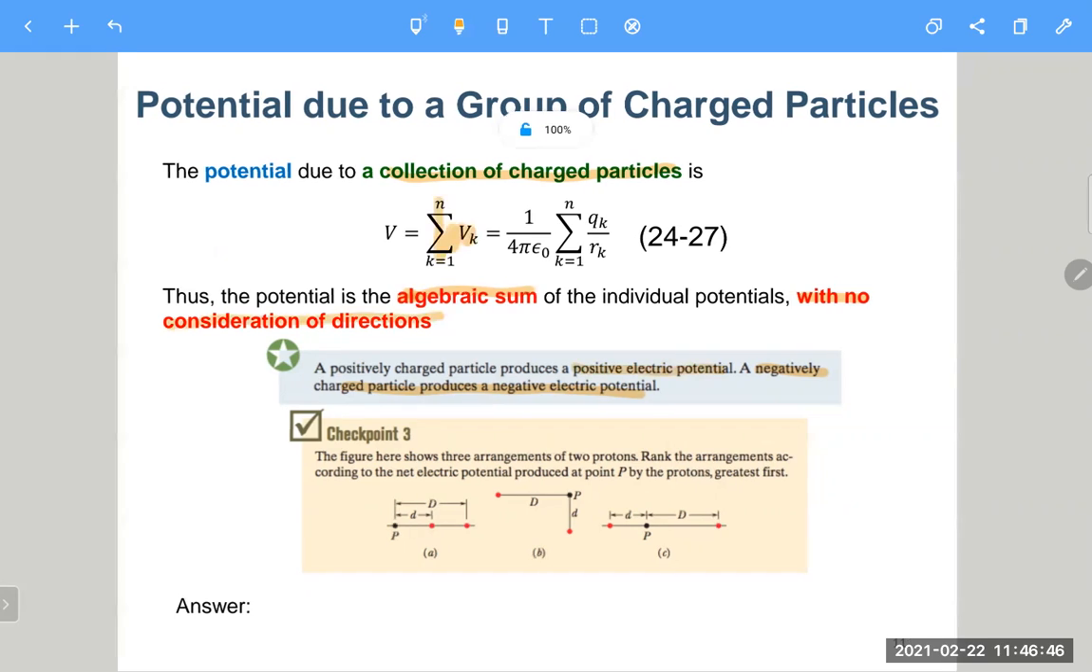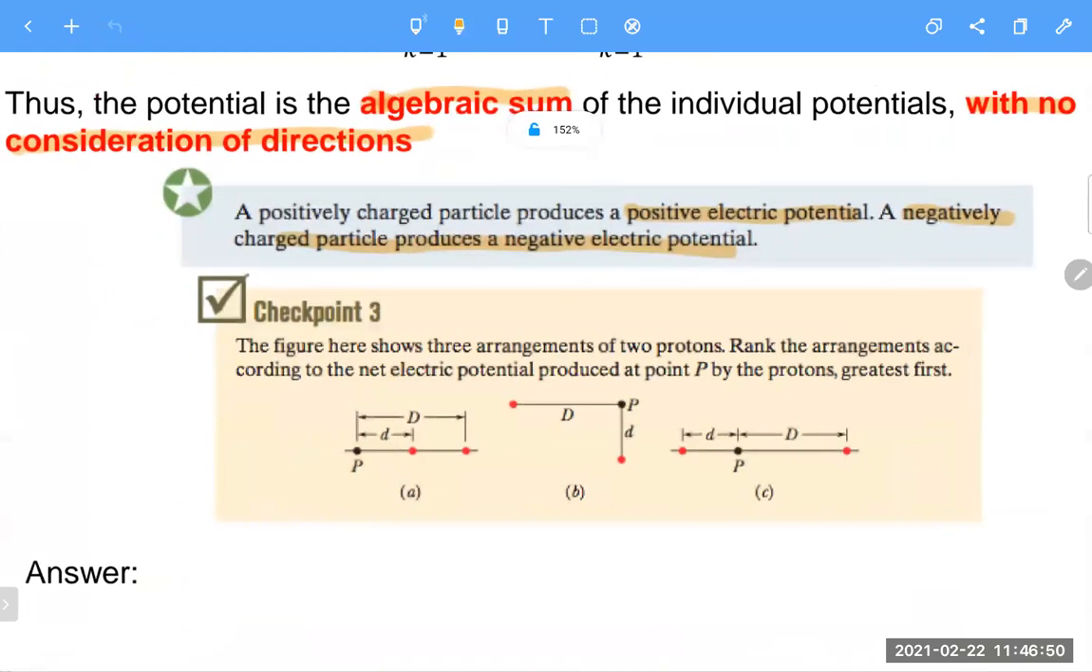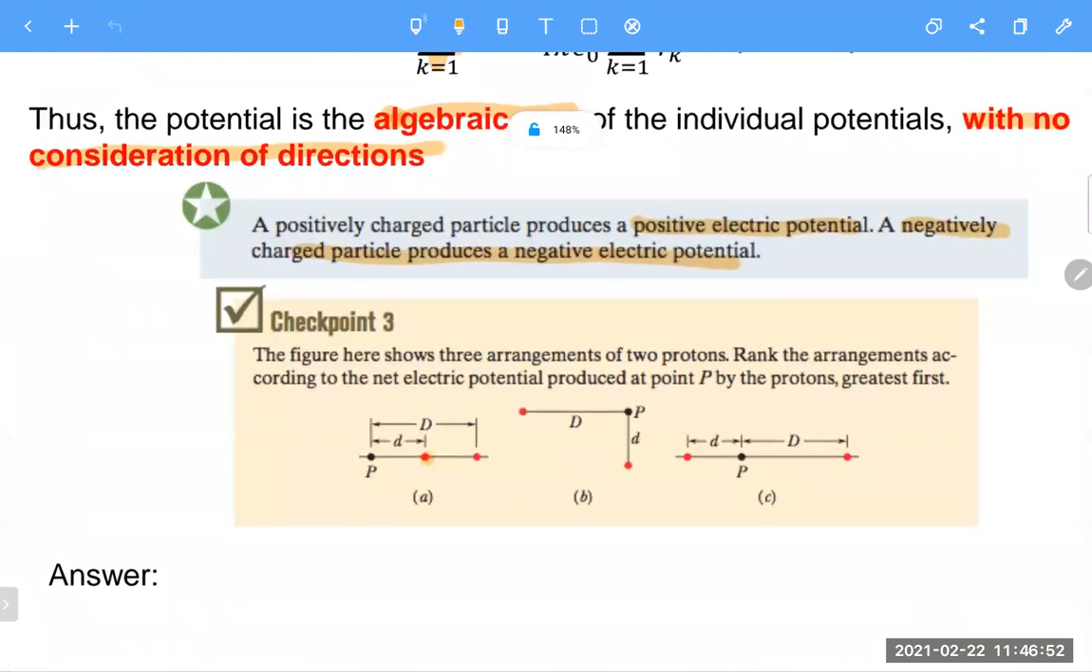So this is a proton. All the red dots are protons. We want to evaluate the potential at point P. It asks you to rank them. Which one is the largest? Which one is the smallest?